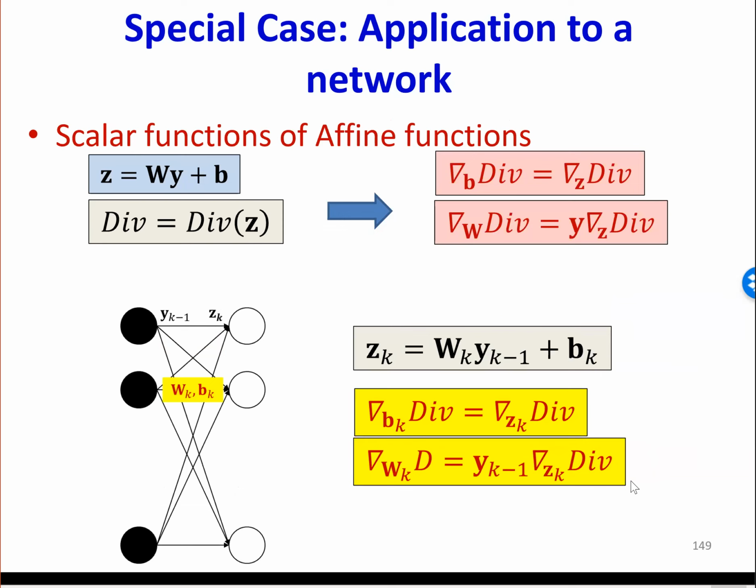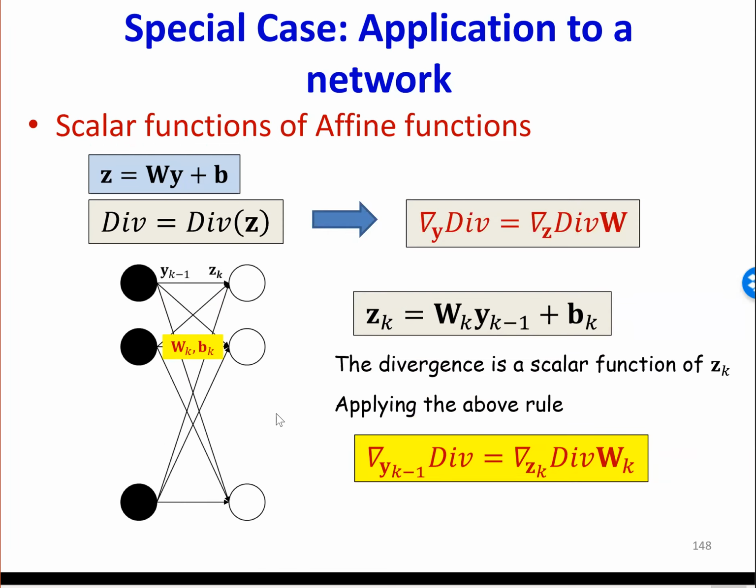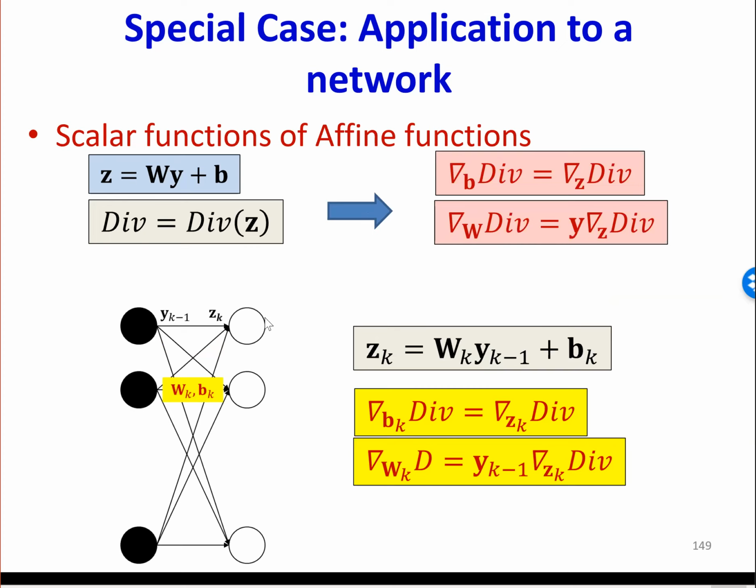And secondly, this is with respect to the input and output of the layer. These are all vectors, so here the normal rules apply. The derivative of d with respect to this guy is the derivative of d with respect to this term times the weight matrix. On the other hand, the derivative of the divergence with respect to bk is simply the derivative of the divergence with respect to zk, and the derivative of the divergence with respect to w is y times the derivative of the divergence with respect to z.